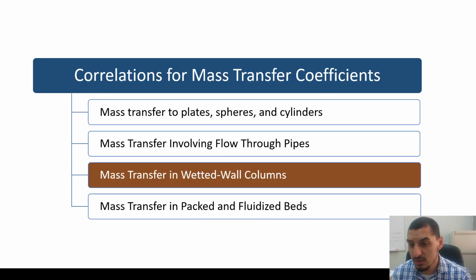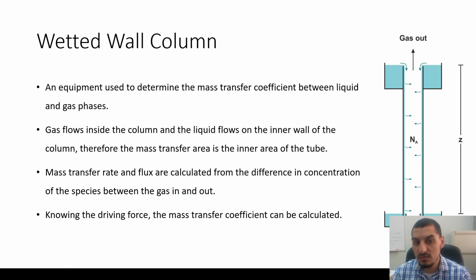For the next point, we'll discuss the wetted wall column, the mass transfer in a wetted wall column. But before we see the equations, we need to understand what this wetted wall column is. So the wetted wall column is an experimental setup. It's a column, as you see. This is how it looks like here.